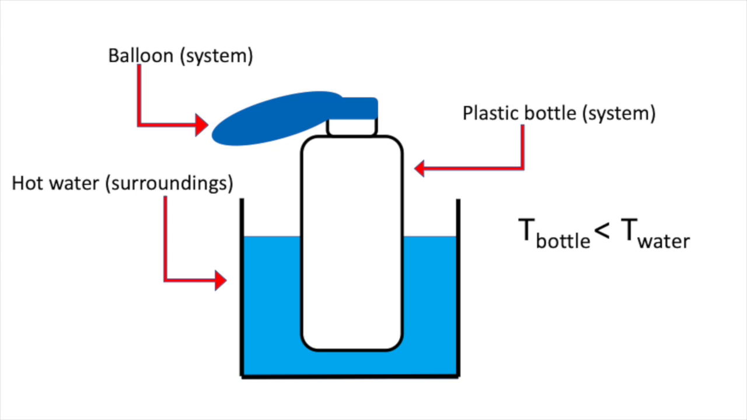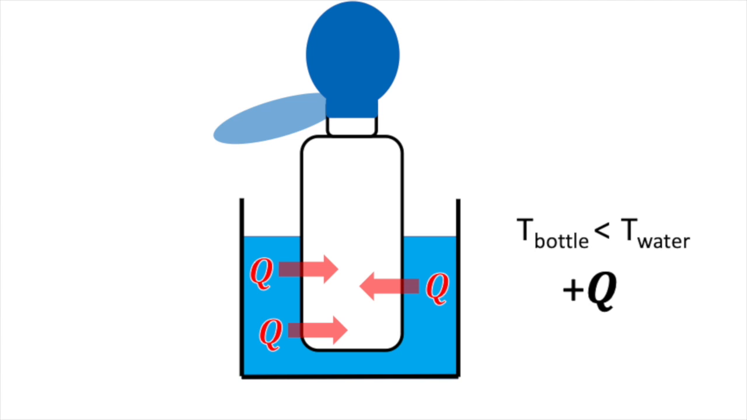And we also know that the temperature of the bottle is obviously going to be less than the hot water. With this, we can predict that the heat from the hot water will want to transfer into the plastic bottle. Therefore, we will see the balloon expand and blow up with some heat, and we can then conclude that the heat transfer is positive for the system.